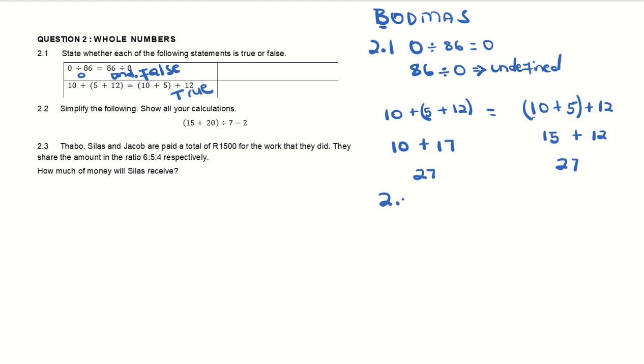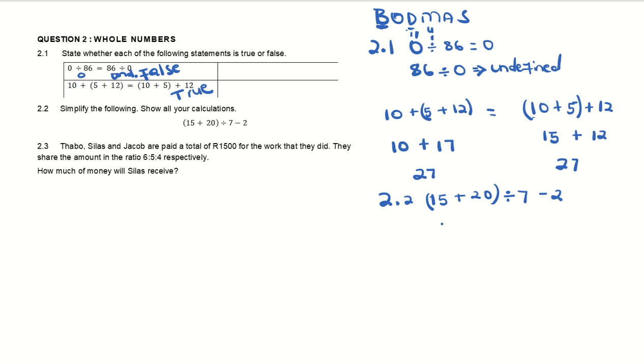Now, when you go over to 2.2, we must simplify, showing all the calculations. This is 15 plus 20, in brackets, we must divide by 7, and then we must subtract 2. We start by doing what is in the brackets first, according to the BODMAS rule, and then division. This is for division. This is division. This is multiplication.